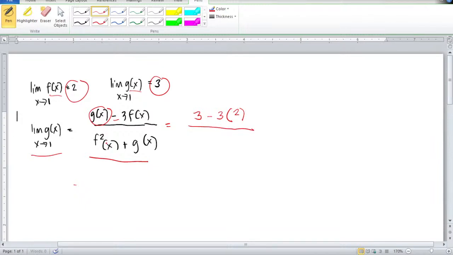we have to square the limit of f of x. So the limit of f of x is 2, so 2 squared plus the limit of g of x, which is 3. So from here, we have 3 minus 6 all over 4 plus 3. That is negative 3 over 7. So therefore, the limit of this function is this one. That's example number 1. Do you have any question for this?